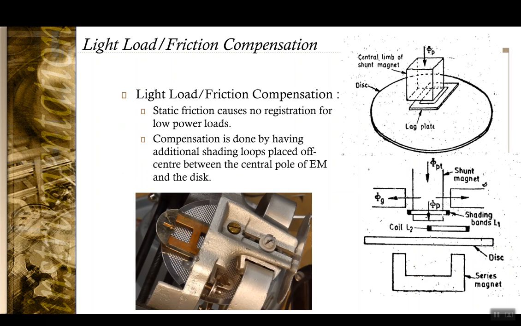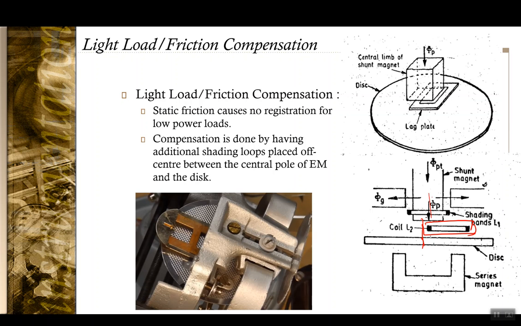Now, as we have said, in the static friction, when there is light load, there may be no movement at all because of the static friction. This is compensated by adding an additional coil that is a little off-centered from the pressure coil.